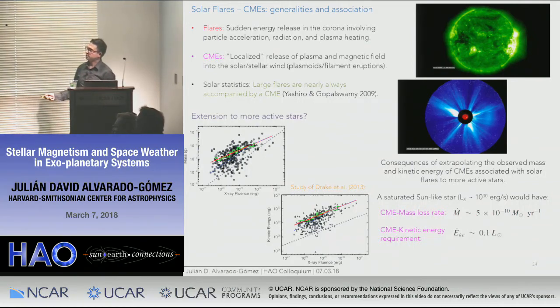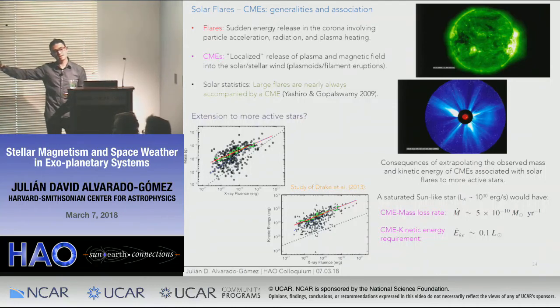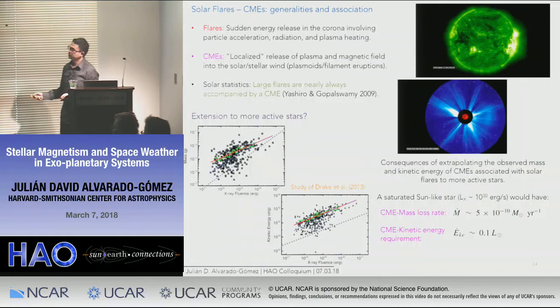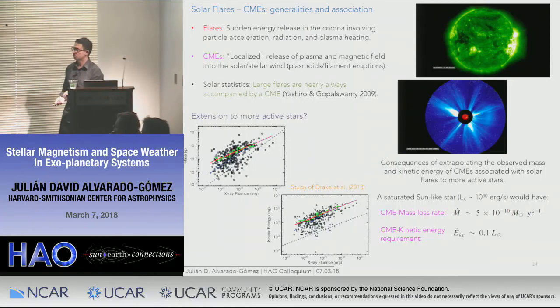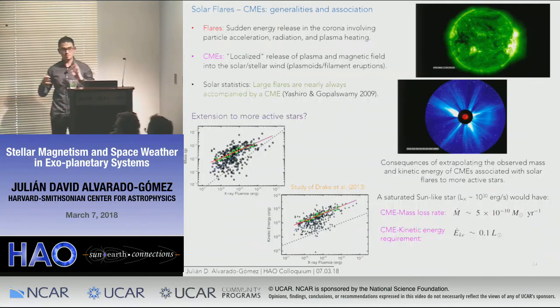So he explored the consequences of extrapolating this to the activity levels that we observe in more active stars. And the conclusion was that you should expect a contribution from the CMEs to the mass loss rate around 5 times 10 to the minus 10 solar masses. The energy requirement for sustaining this continuous CME activity is on the order of 10% of the volumetric luminosity of the star. If you have been following the literature, these numbers are extremely large.